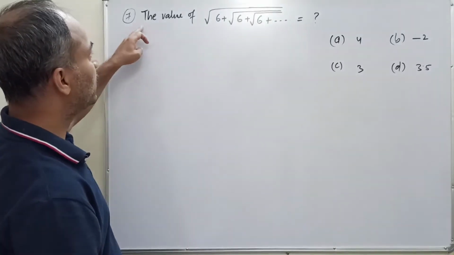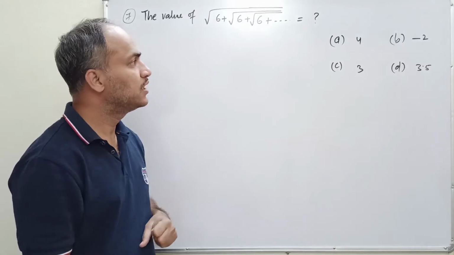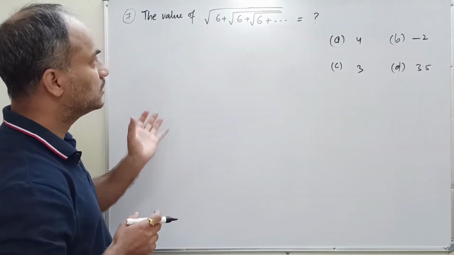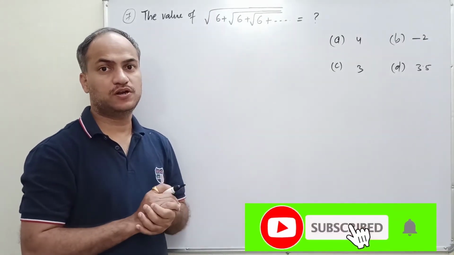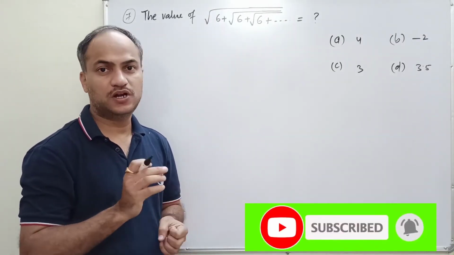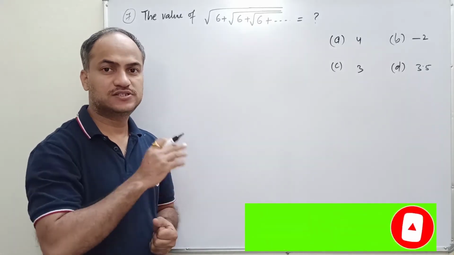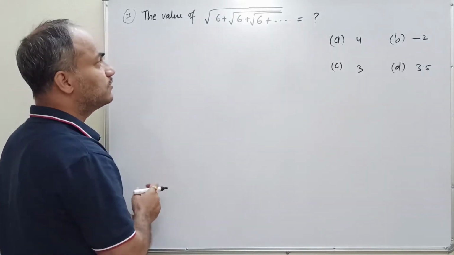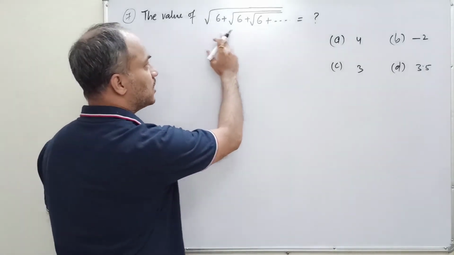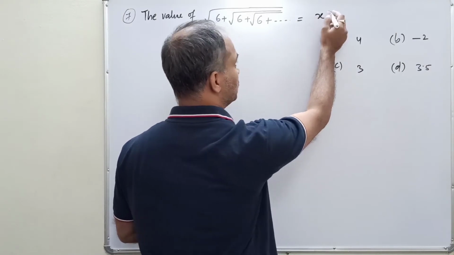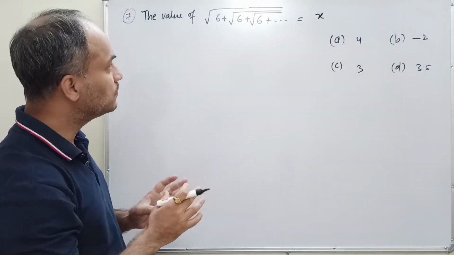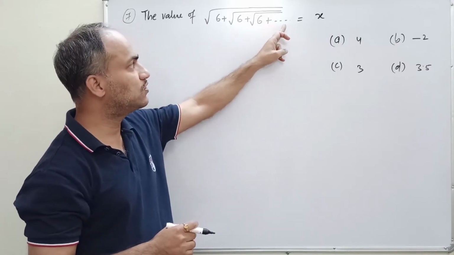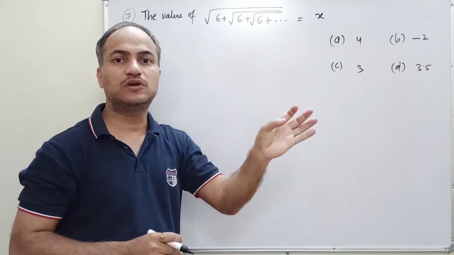In this question, the value of this expression we have to find, and these are the options given to us. So here, this is one of the most important questions of competitive examinations. Such questions have come in many competitive examinations, and there is a very simple way to do this question: we can assume this entire thing as some variable x. Now we see that this entire expression is going up to infinity. These three dots show that this is going up to infinity.